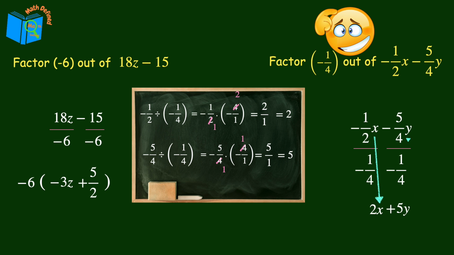Don't forget to bring down the variables with the terms here. It is so easy to forget them. We'll put these terms in parentheses with the factor we divided out, negative 1/4, on the outside.